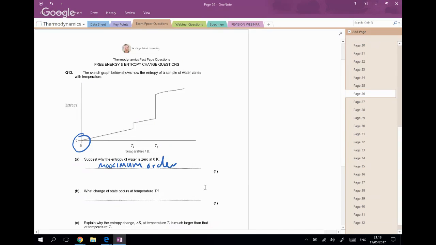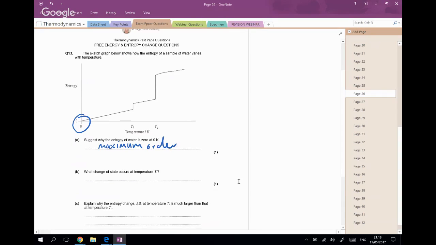What change of state occurs at temperature T1? Well, hopefully that would be okay. You're seeing two changes of state. That's key. The sharp lines indicate a change of state, and you're only seeing two. So you're going from the solid there to the liquid. So make sure you're going for melting.